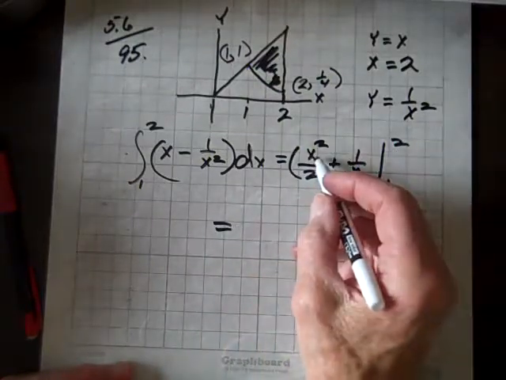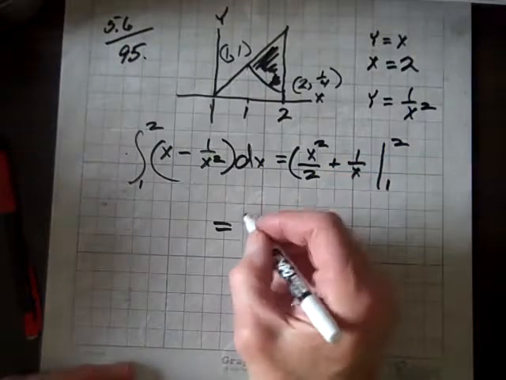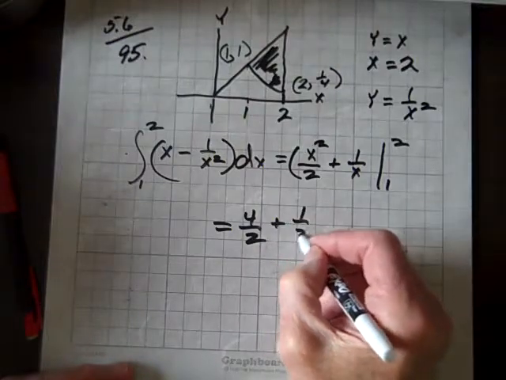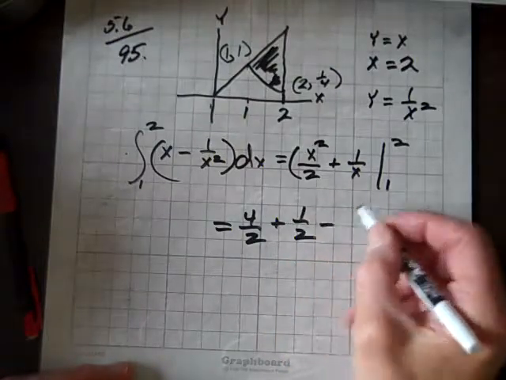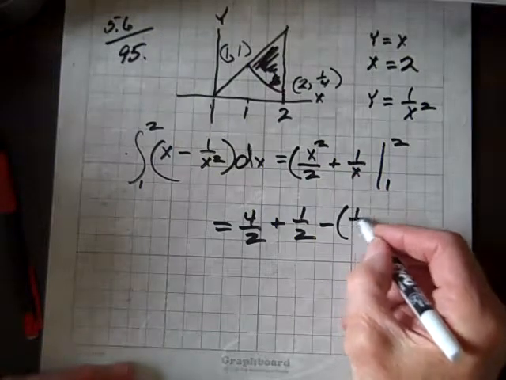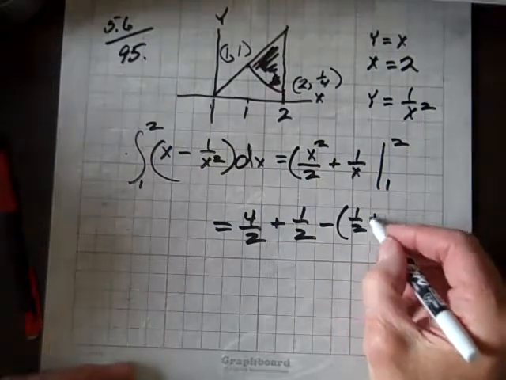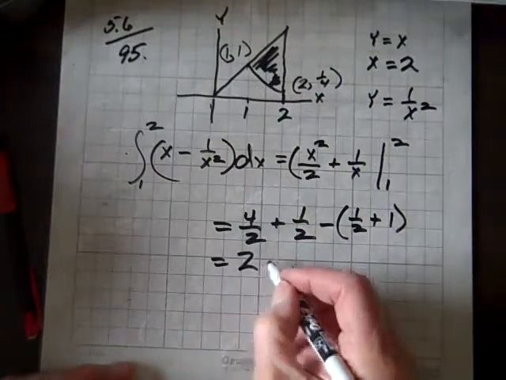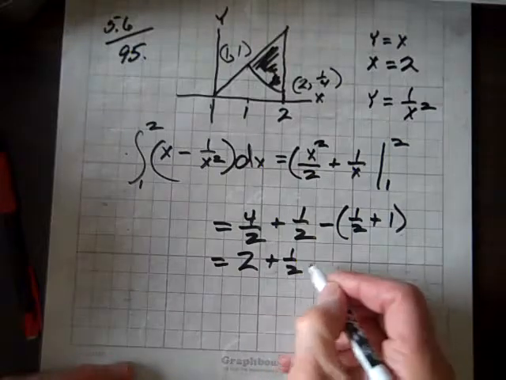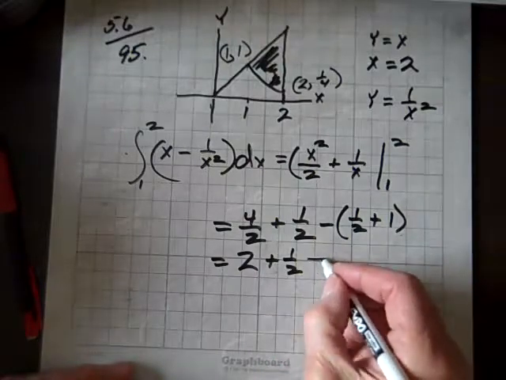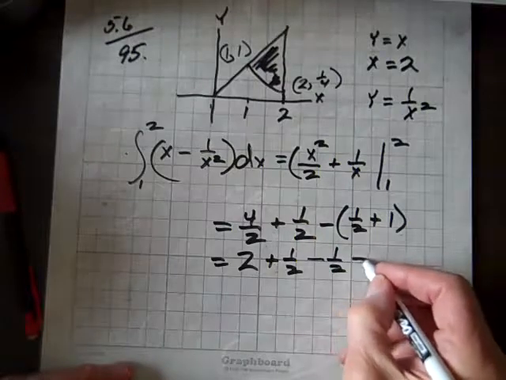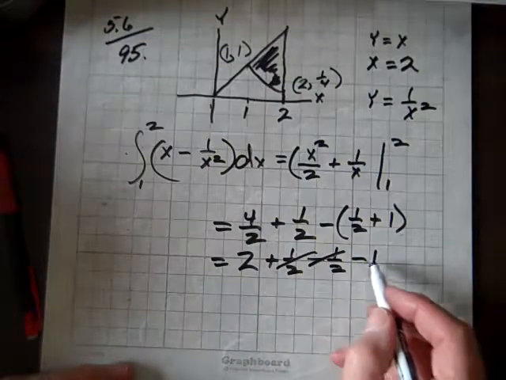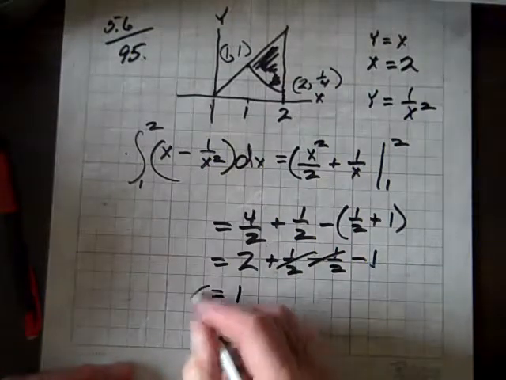So now, replacing x with 2, we get 2 squared is 4 over 2, plus 1 over 2, minus now, replacing x with 1, we get a 1 over 2 and a plus 1. So this becomes, 2 goes into 4 twice, this is plus 1/2. Now distributing that negative, we get minus 1/2 minus 1. So these 1/2s cancel out, and 2 minus 1 is 1, and we are done.